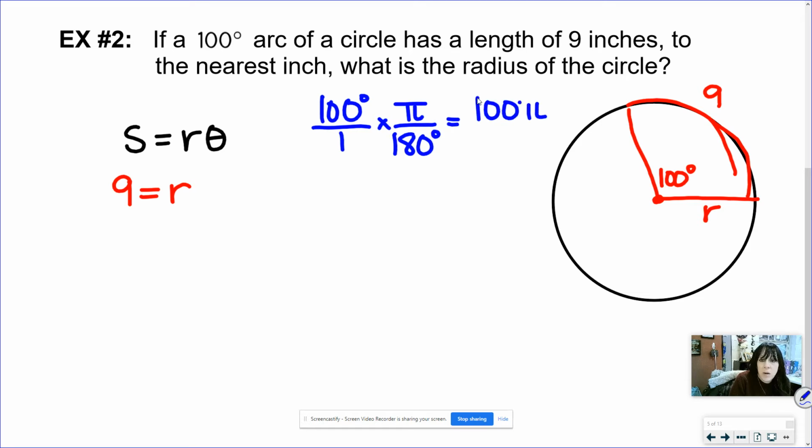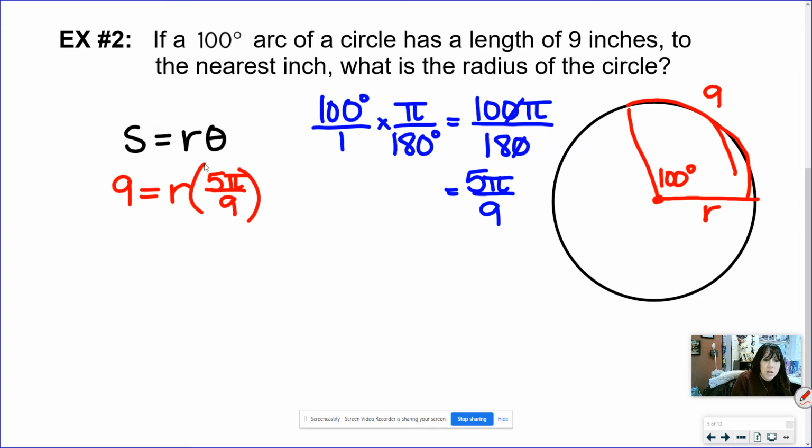So this would be 100 pi over 180. And simplified, that would be 5 pi over 9, I believe. And so that's the angle we're going to plug in for theta, 5 pi over 9. Now we're trying to find r. So from here, dividing would be the next step.